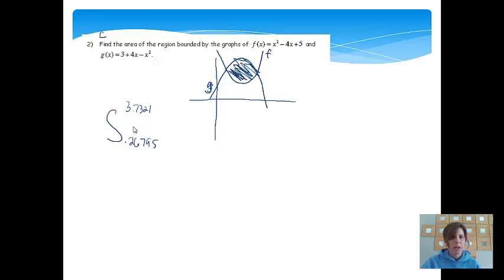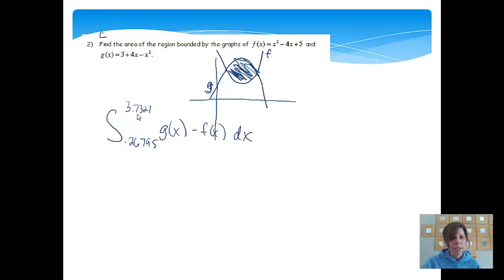3.7321. Please notice on both of those I went more than 3 places. If I want to be within 3 decimal accuracy at the end, I definitely need to go out more than 3 places when I start. Then the one that's on top this time is the one that's upside down, which is g of x, and hopefully if you darkened one of them you could tell that was the second one, and then minus f of x dx.